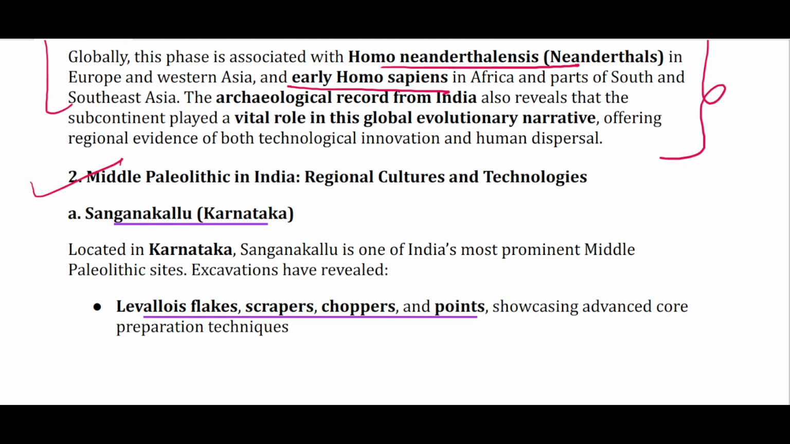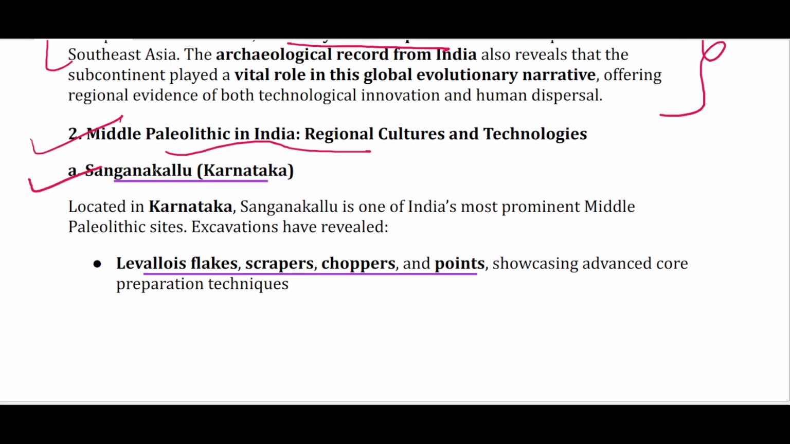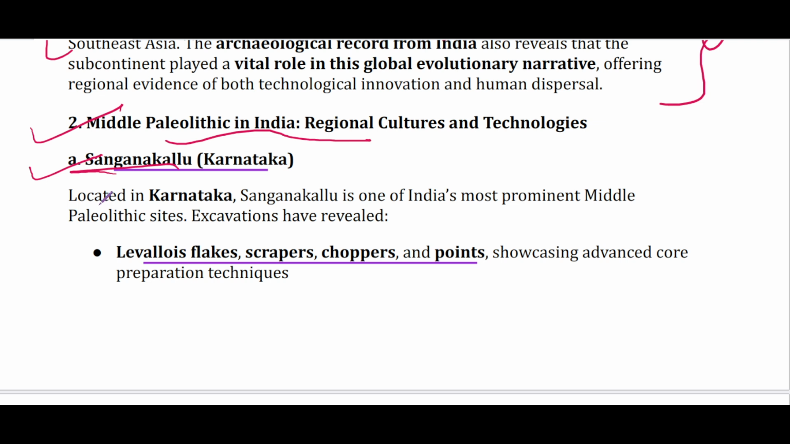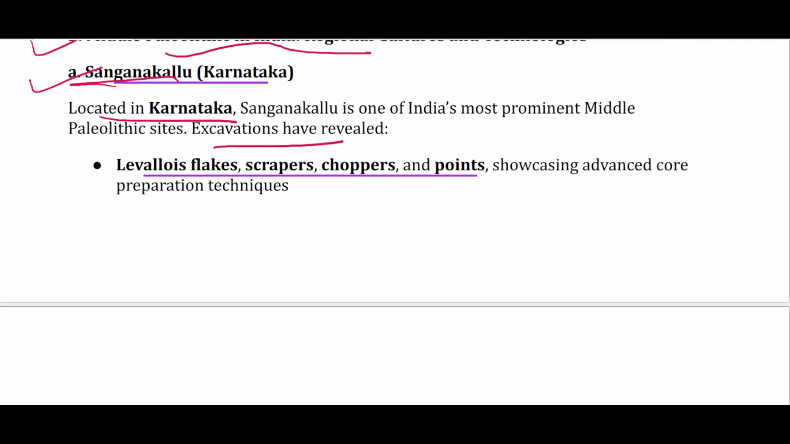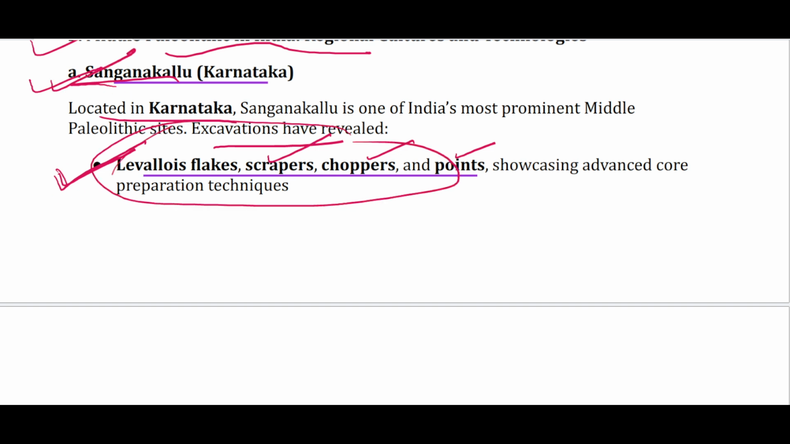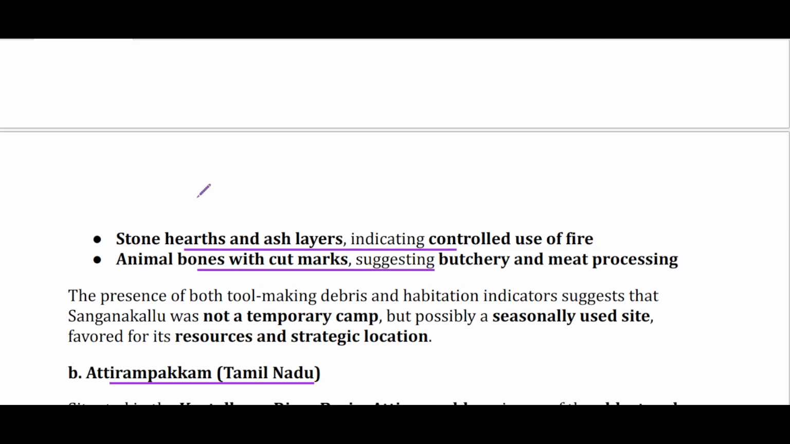Now let's talk about Middle Paleolithic sites in India. So the first is Sanganakalu. I don't know if there is a right pronunciation, Sanganakalu. This site is located in Karnataka, and the excavation provided Levallois flakes, scrapers, choppers, and points. And for both UPSC and UGC, you just have to remember this site, and keep in mind the fossils, excavations, and discoveries.